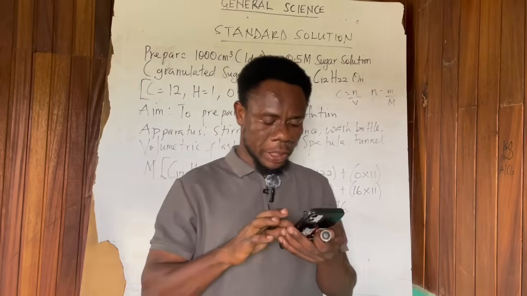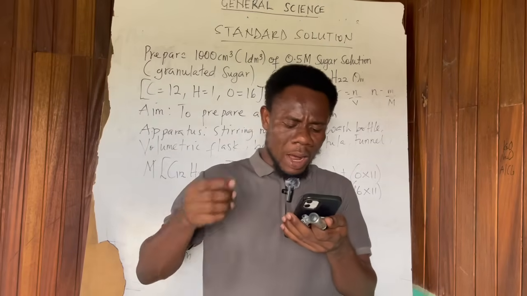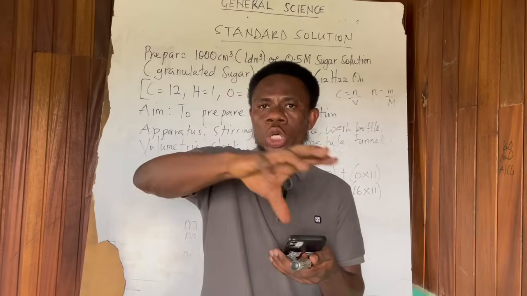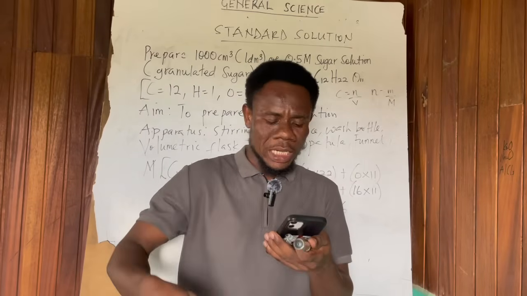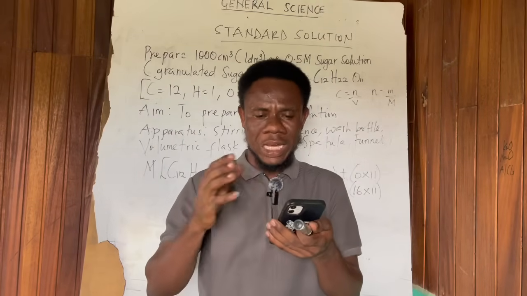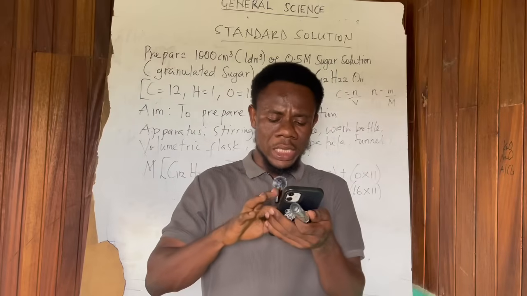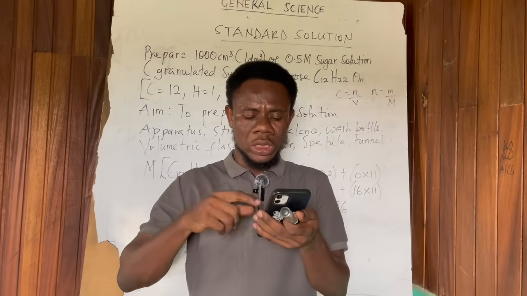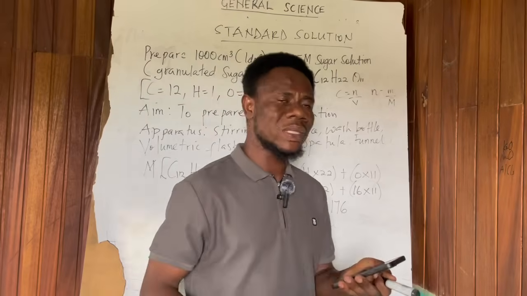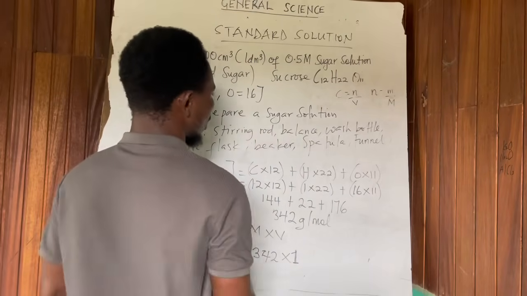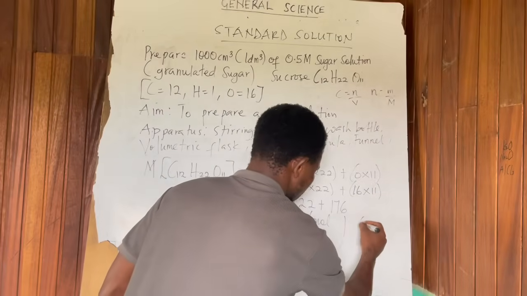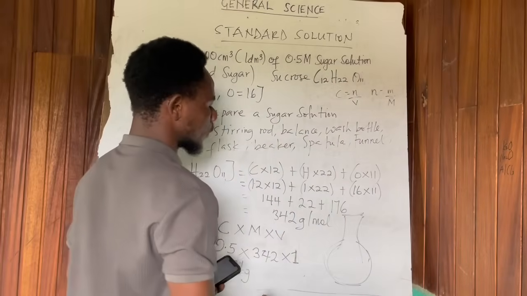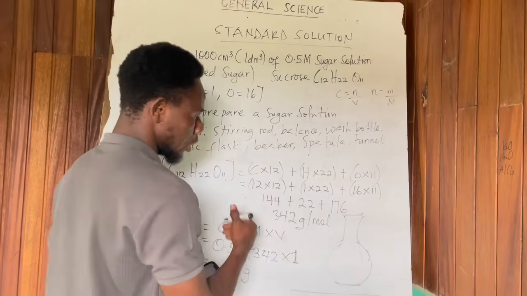Then what will happen? I now add the sugar solution, the one I stirred, to a volumetric flask. Gradually, I will add distilled water while stirring until the total volume reaches 1000 centimeters cubed. So let's say this is my volumetric flask, this is the one I'm going to put my solution in.